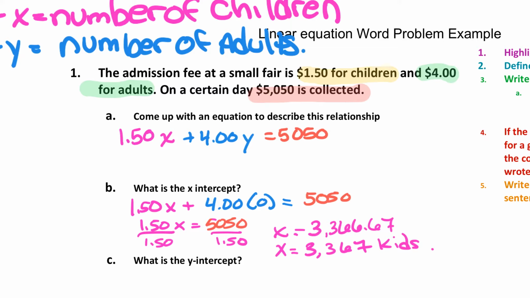Okay. What does that mean though? What does the intercept mean in the context of this question? It means that if 0 adults attended that day, 0 adults went to the fair, then in order for the fair to have collected $5,050, 3,367 kids must have attended.